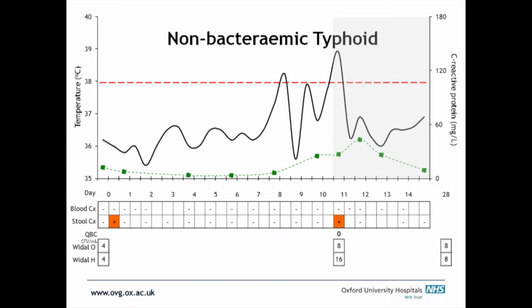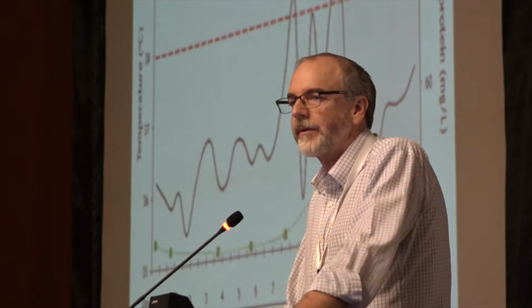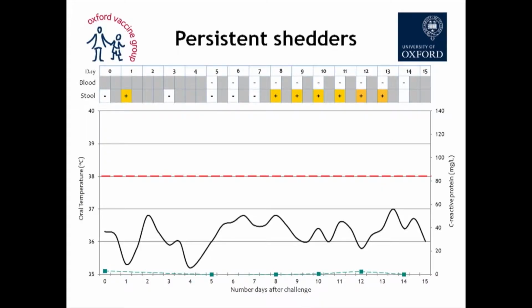This is an individual who has typhoid. They've developed fever during the challenge period and a rise in their C-reactive protein, but no positive blood cultures. So there's various different disease phenotypes that we might see in the model. And this is an interesting group who have persistent shedding without any evidence of developing typhoid. So they've developed their persistent shedding some time after the original onset of the challenge, but didn't develop any symptoms or positive blood cultures.